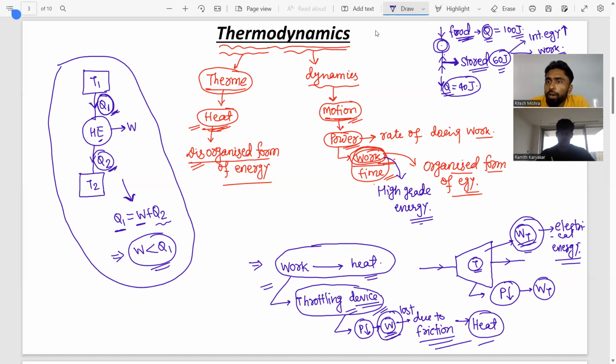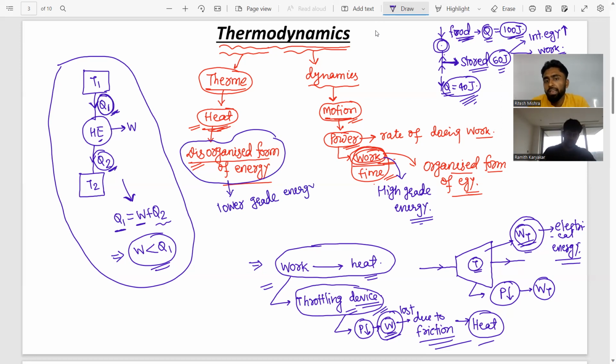Here our body is taking 100 joule of energy, but 40 joule of energy is wasted by our body. So heat cannot be completely converted into work. Due to this reason, heat is called a disorganized form of energy, or the second name given to heat is lower grade energy. Lower grade means its value is less as compared to work transfer.